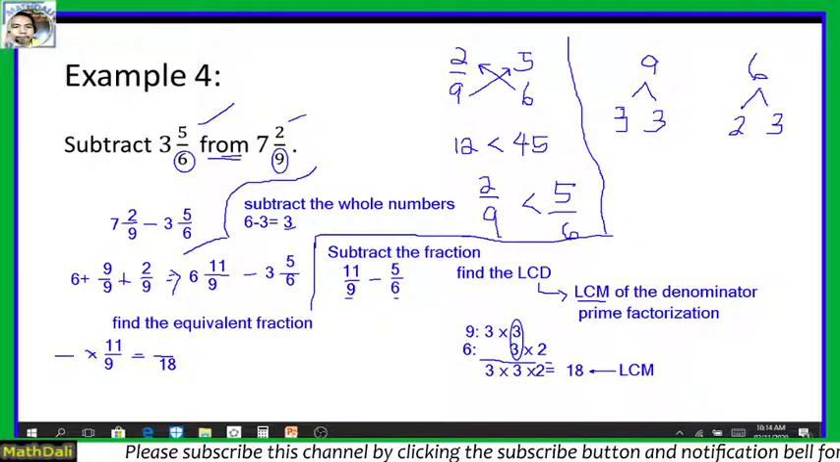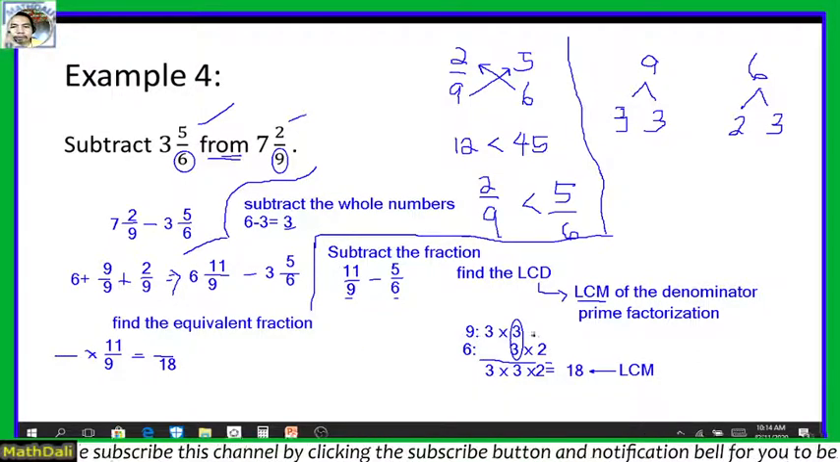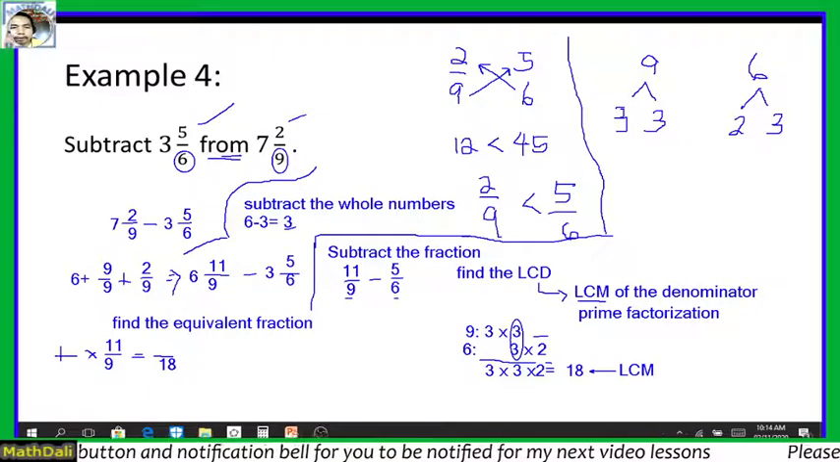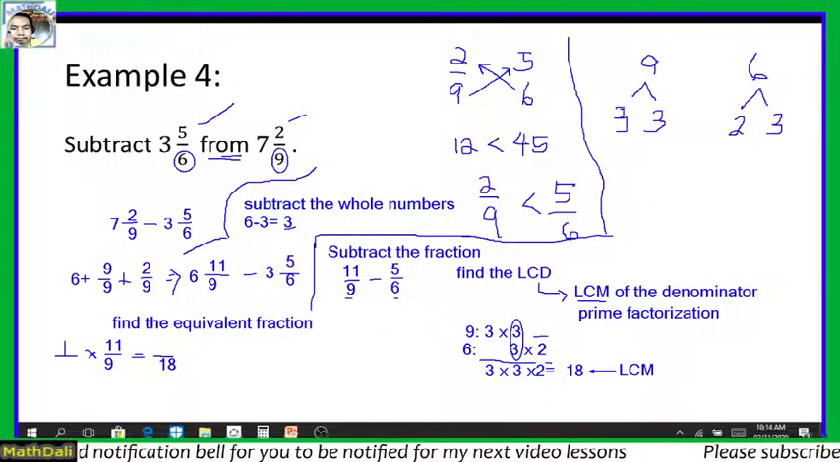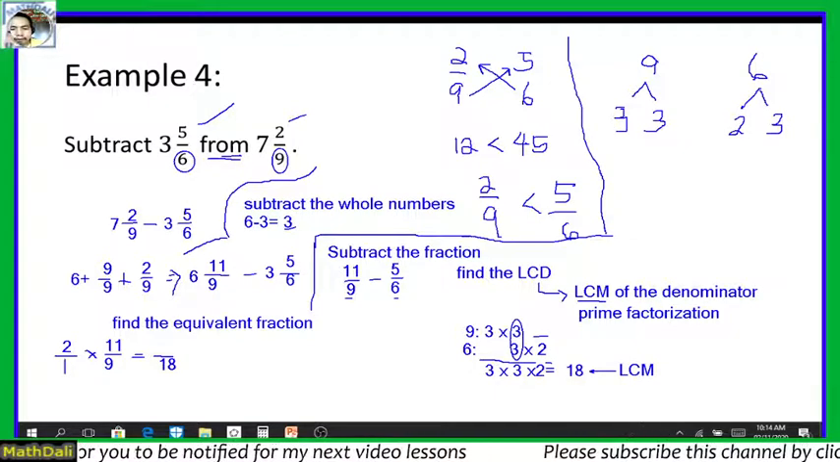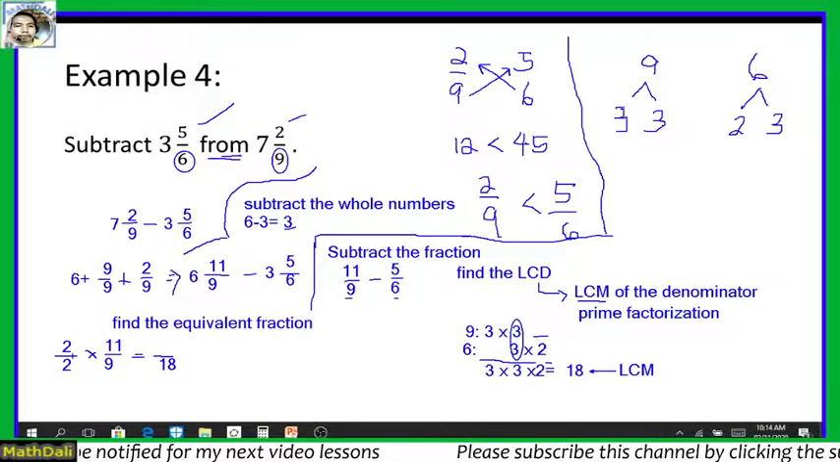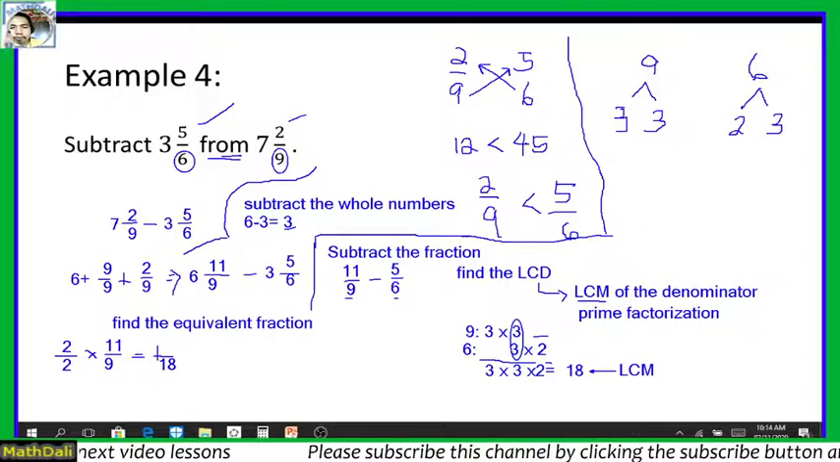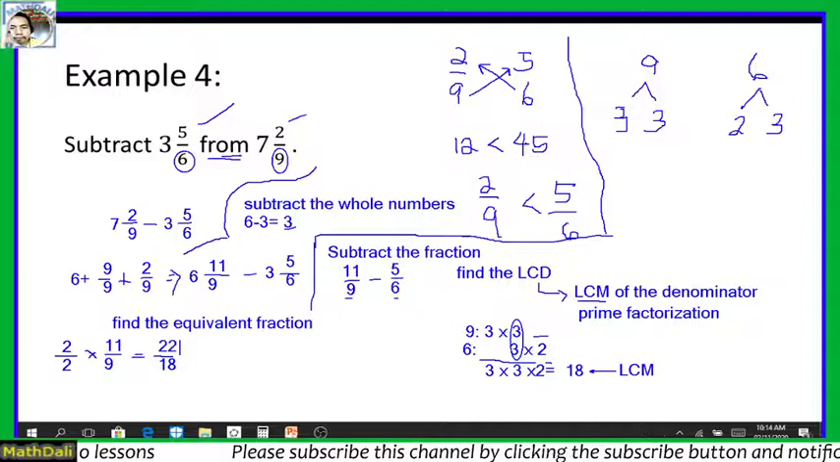Kung mapapansin nyo dito, ang factor ng LCM na wala sa factor ng 9 ay yung ating 2. So, yun yung multiply natin both numerator and denominator. So, multiply natin yung numerator ng 2. Ganon din naman sa denominator. So, 2 times 11, that will be equal to 22. Yan. 2 times 9.